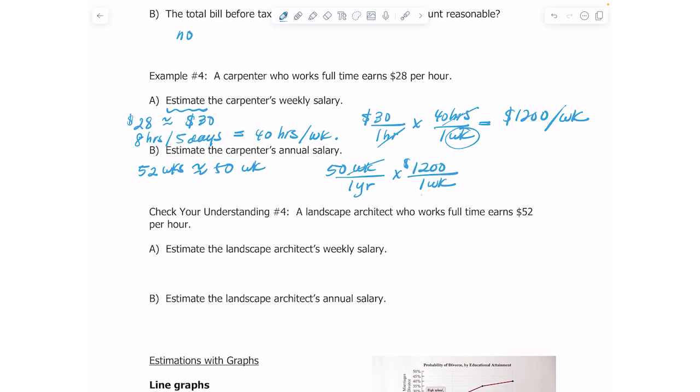So I can cancel the weeks out. They're diagonal from each other. They would simplify to just 1. Week divided by week is 1. And then 50 times 1,200 gives me 60,000. So it's about $60,000 per year. And again, that's an estimation.